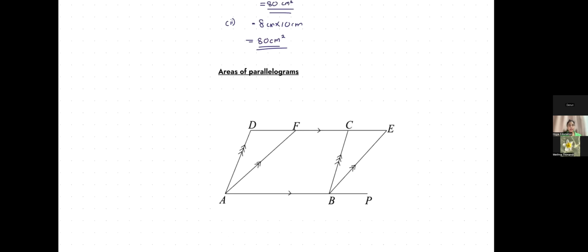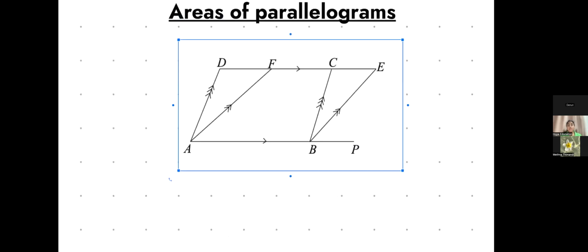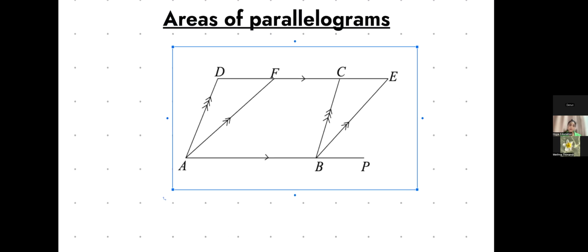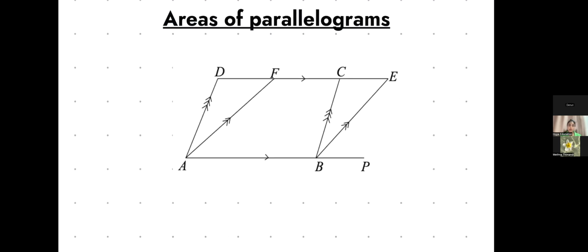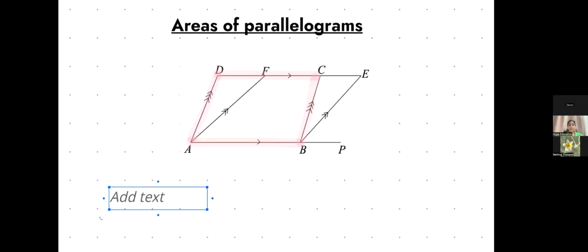Okay. දැන් ඔන්න මෙන්න මෙහෙම එකක් තියෙනවා. This image I'm straight away taking from the textbook because I want to show you something very interesting. Now, if you look at this particular diagram, we have two parallelograms. එක parallelogram එකක් තමයි ABCD. Right? So, if you take the area of parallelogram ABCD, right?